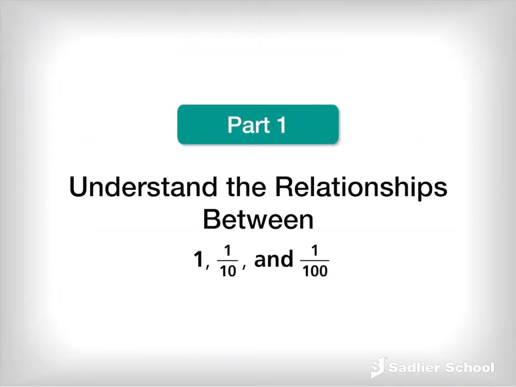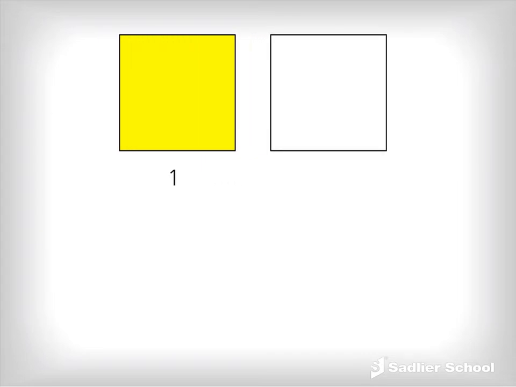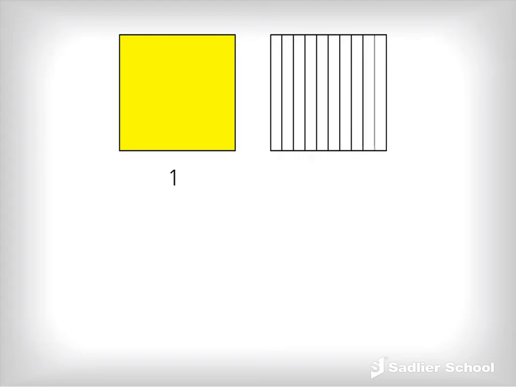Part 1. Understand the relationships between 1, 1/10, and 1/100th. The model for 1 shows 1 whole shaded. The model for 1/10 uses the same size square as the model for 1. Partition the square into 10 equal parts, then shade one part. The equation 1 divided by 10 is equal to 1/10 represents the work we did to model 1/10.